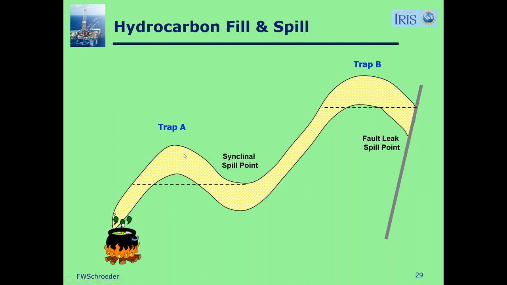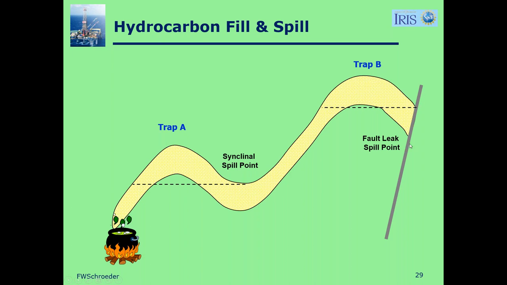If we can fill trap A down to the point of the dotted line, we have what is called a synclinal spill point. It's the shallowest point in this low. If we add more hydrocarbon and trap A is filled to this position, the excess hydrocarbon will be able to spill up the migration route to trap B.